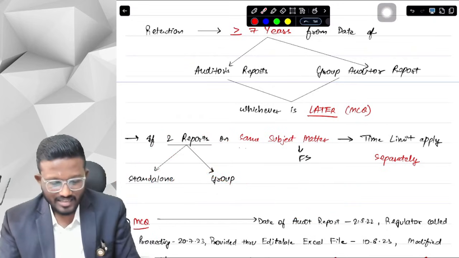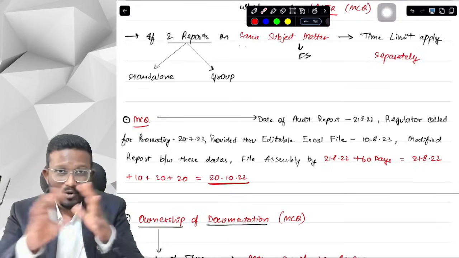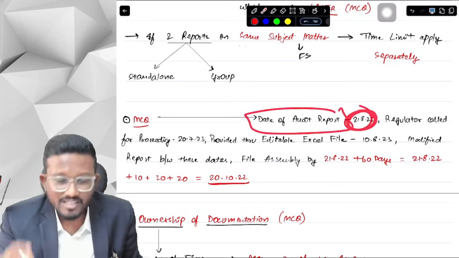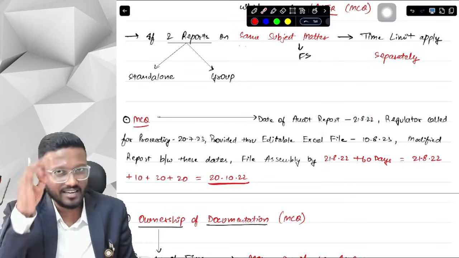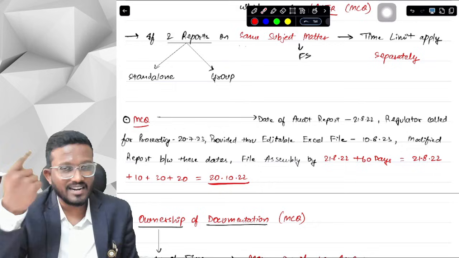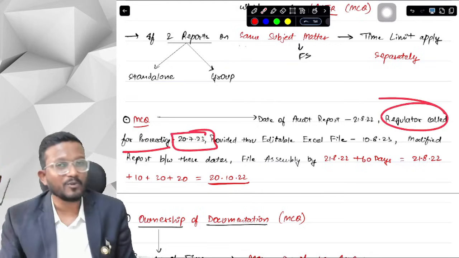Next, there is an MCQ that you need to calculate, so that you understand how we calculate the number of days. It says that the date of audit report is 21st August 2022. Next, the regulator, that is the regulator of your client, called for proceedings on 20th July 2023.